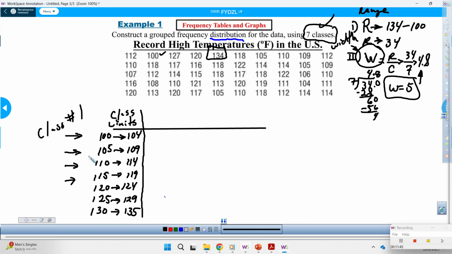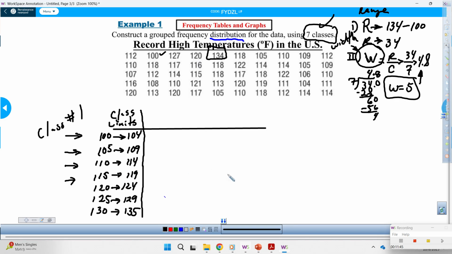So the second class starts at 105, right? So what comes before 105? Yeah, so the first class goes from 100 to 104. What follows 104? 105. So if the third class starts at 110, what comes before 110? 109, and so on and so forth.